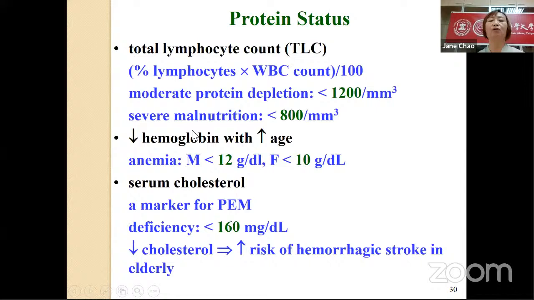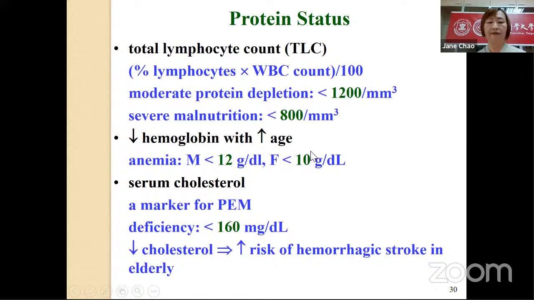If you have severe malnutrition, you can see the total lymphocyte count is less than 800 per cubic millimeter. And hemoglobin decreases with increased age. So we have a definition for anemia for male and female.